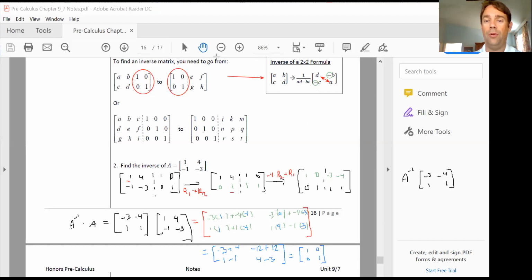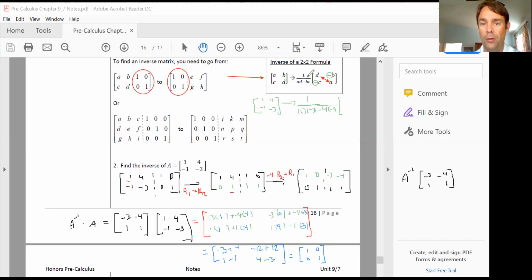So let's see how that would have worked if I would have come back and done that for my original matrix. So if I would have taken A and done the inverse at the very beginning, it says, first of all, 1 times AD, so 1 times -3 minus B times C, so 4 times -1. So we got that part. And then what happens after that? The A and the D switch sides.